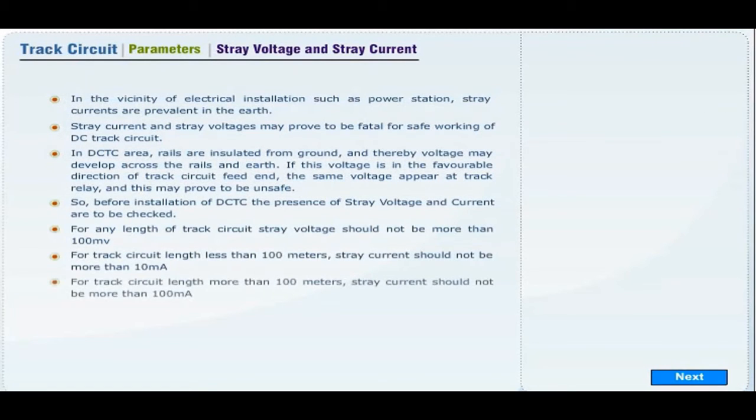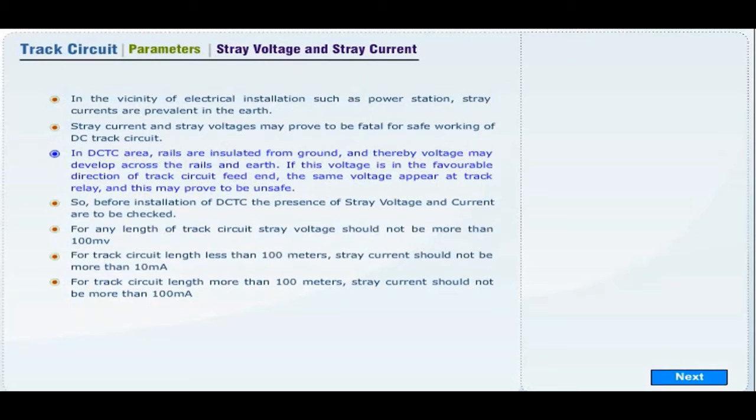Stray voltage and stray current. In the vicinity of electrical installations such as power stations, stray currents are prevalent in the earth. Stray currents and stray voltages may prove to be fatal for the safe working of a DC track circuit. In a DC track circuit area, rails are insulated from ground and thereby voltage may develop across the rails and earth.